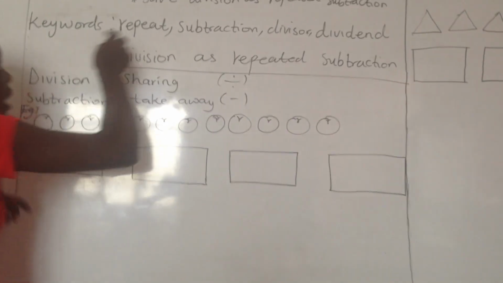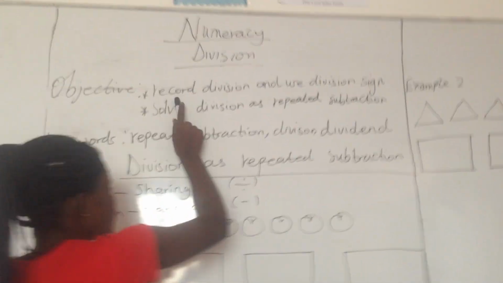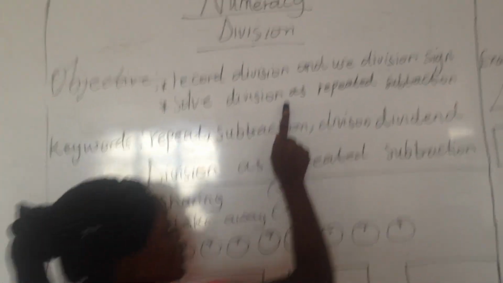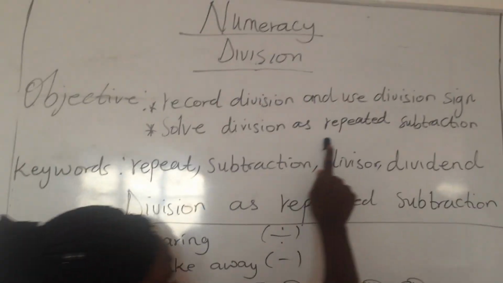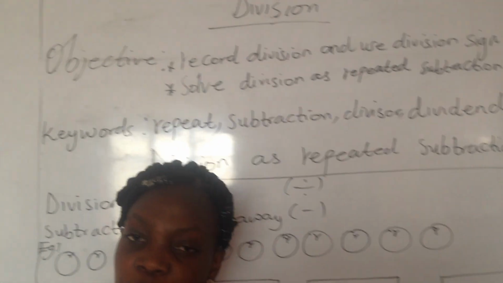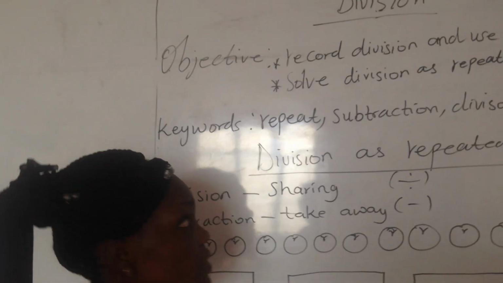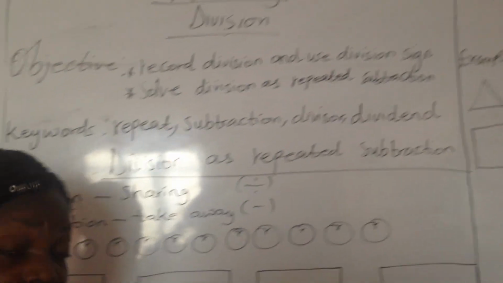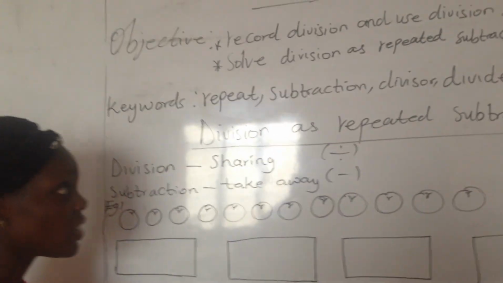Our objective: record division and use the division sign, and solve division as repeated subtraction. So by the end of this lesson, people should be able to record and use the division sign, and they'll be able to solve division as repeated subtraction.